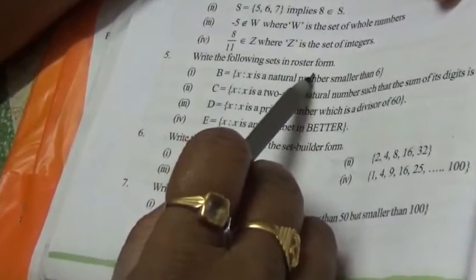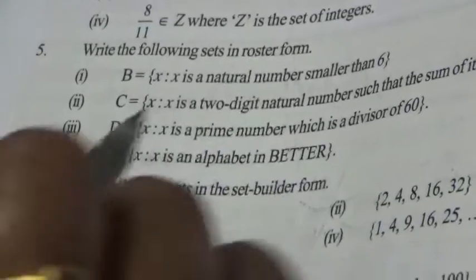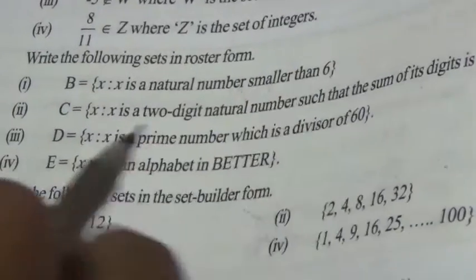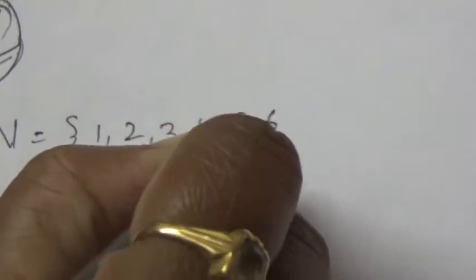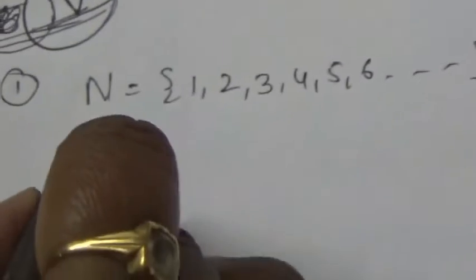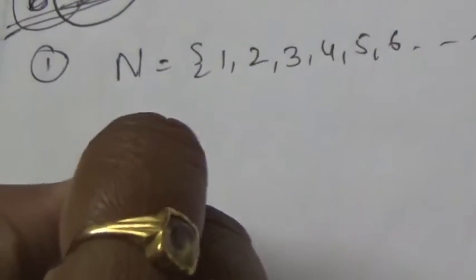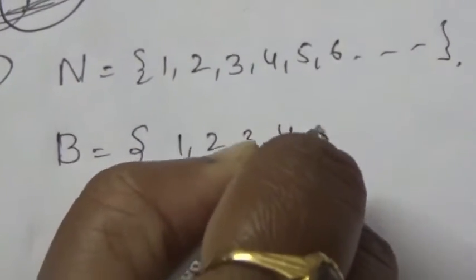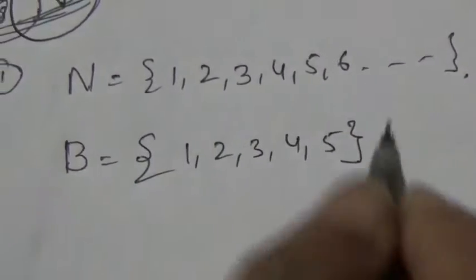Yes. So in the fifth Roman, write the following sets in roster form. Listed form we have to write here. So the first one, B is equal to {x : x is a natural number smaller than 6}. Natural numbers start from 1, 2, 3, 4, 5, 6 and so on. So smaller than 6 means B is equal to {1, 2, 3, 4, 5}. That's it. Less than 6 means we have to write like this, up to 5.